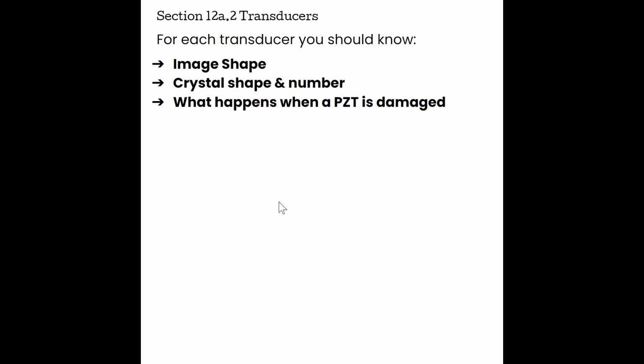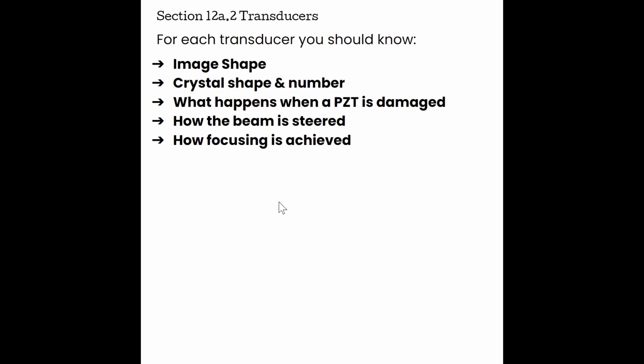You'll also want to know what happens when a PZT crystal is damaged, how the beam is steered, is it electronic or mechanical, how focusing is achieved, is it mechanical, fixed, electronic, where we commonly use these types of transducers, what applications. And I'll also go over how the image is created. Now, you don't necessarily need to know step by step how the image is created, but you should have a rough idea of how the crystals are activated, how the transducer is creating every single scan line, how a full frame is created. You should be able to understand those concepts.